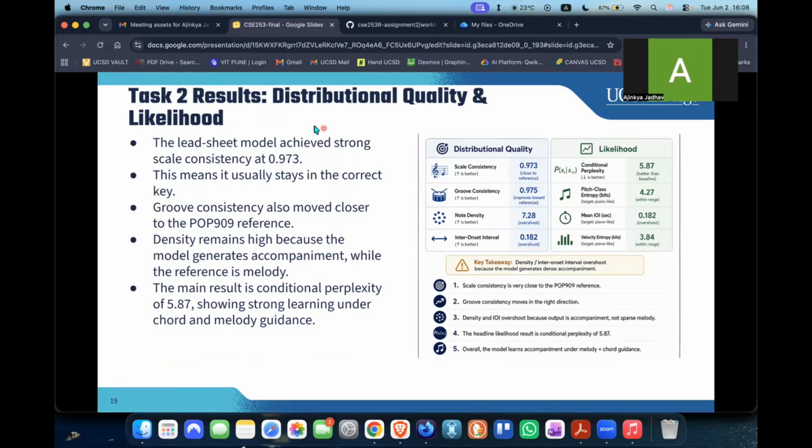The task 2 results, basically the distributional quality as well as the likelihood, are very strong, because the lead sheet model, which is our model, achieved very strong scale consistency at 0.97. The groove consistency also moved closer to the pop reference. If you could see here, the groove consistency improved towards the reference lines, which is a very good sign. The main result is the conditional perplexity of 5.87, which shows strong learning under the chord and melody guidance.